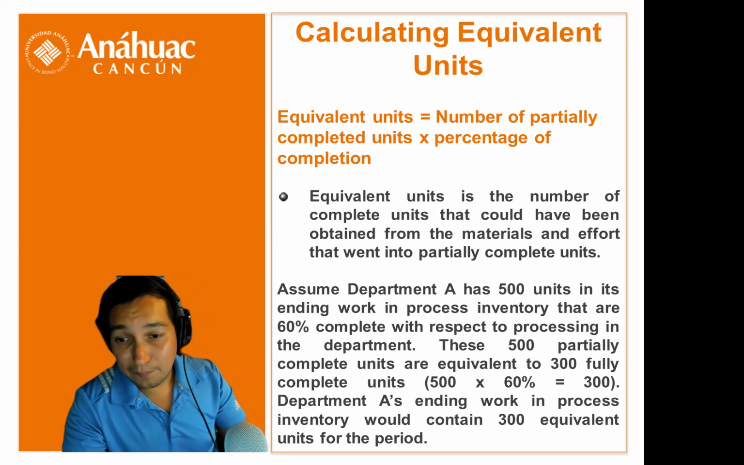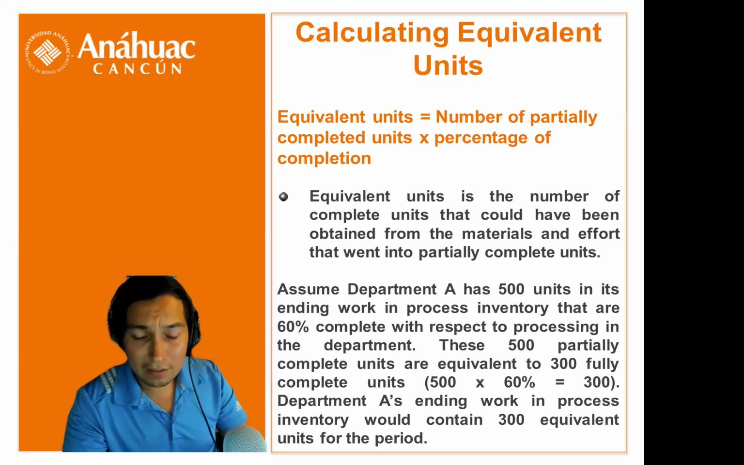And they tell us that they are 60% complete with respect to processing in the department. These 500 partially complete units are equivalent to 300 fully complete units. We are taking 500 units times 60% to get the 300. Department A's ending WIP will contain 300 equivalent units for the period.